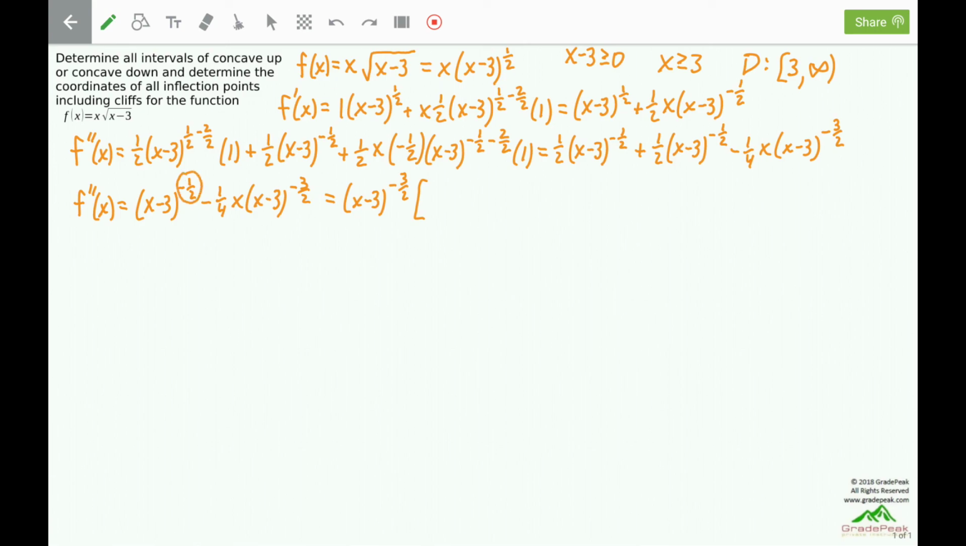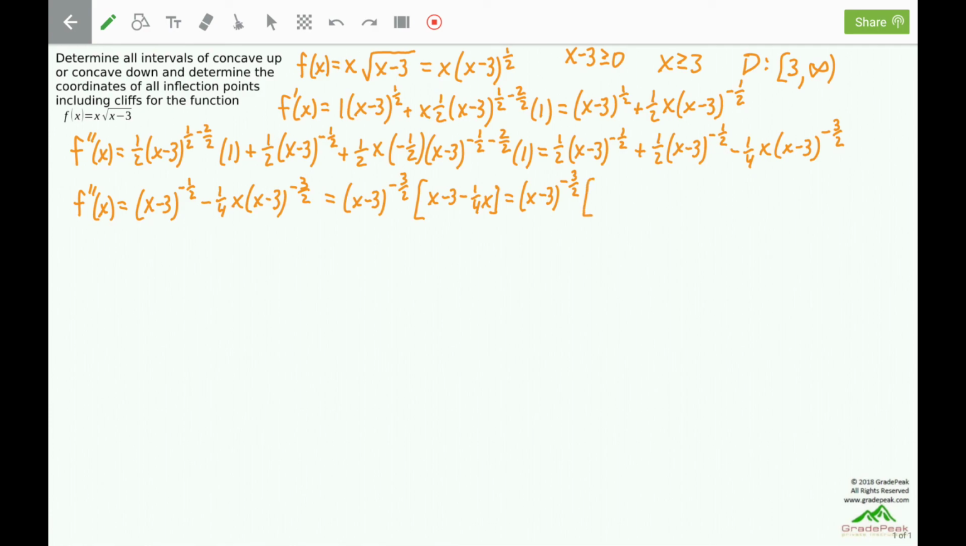Negative 1/2 plus 3/2 will be 2/2, or 1 power. So we'll have x minus 3 to the 1 power left over. Negative 3/2 plus 3/2 will be to the 0 power, and anything to the 0 power is a 1. So there's what we'll have left: x minus 3 minus 1/4 x. So we have an x minus 3 to the negative 3/2.